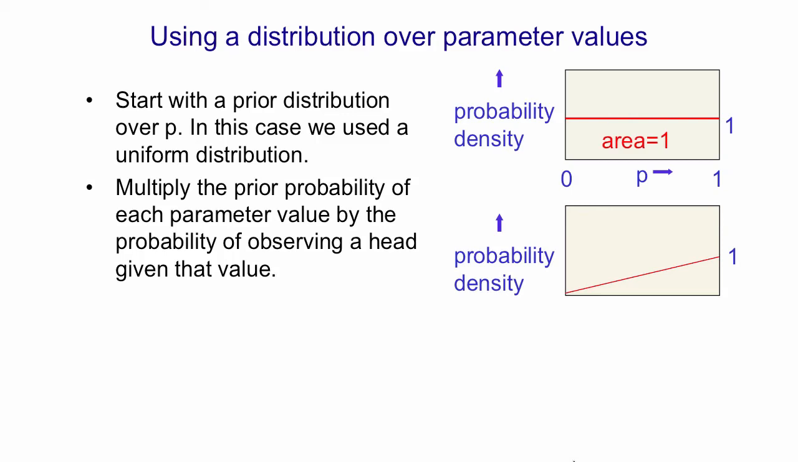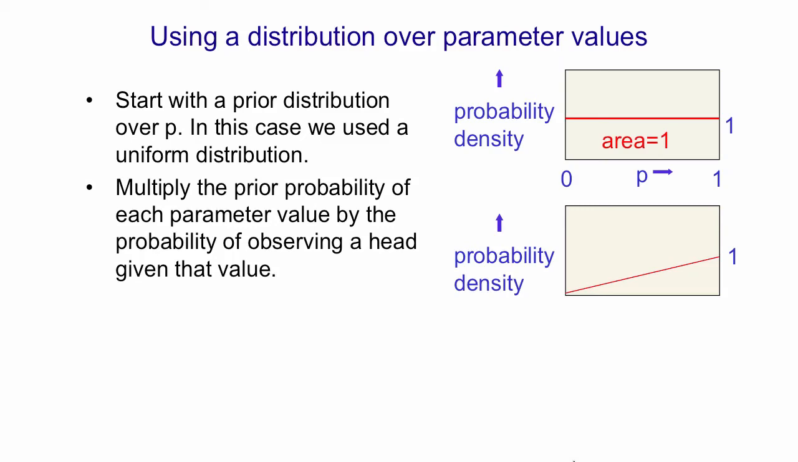There would be no alternative. And if we take the value of p to be 0, the probability of observing a head would be 0. And if we take it to be 0.5, the probability of observing a head would be 0.5. So we take that red line, that's our prior, and we multiply each point on that by the probability of observing a head according to that hypothesis. And now we get the sloping line. That's our unnormalized posterior.